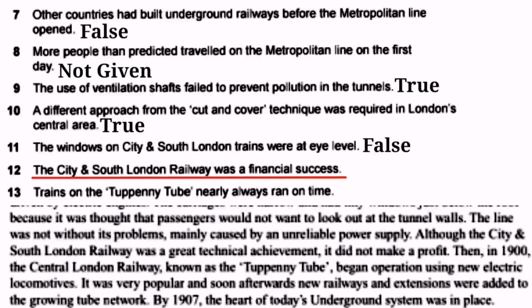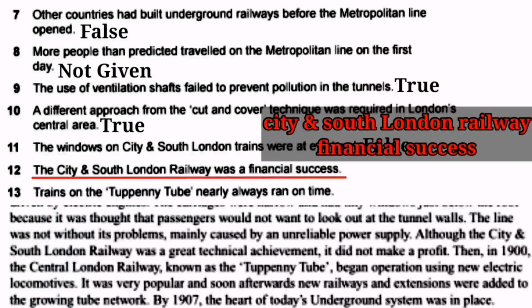Question number 12. The City and South London Railway was a financial success. The City and South London Railway and financial success are the keywords. In the last paragraph, 8th line of passage 1, although the City and South London Railway was a great technical achievement, it did not make a profit. It means although on a technical basis the railway was a great achievement, it did not make any profit. It means the railway was at a loss. Whereas question number 12 says it was a financial success. So the answer of question number 12 is false.